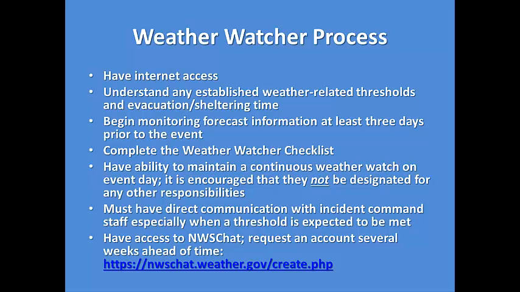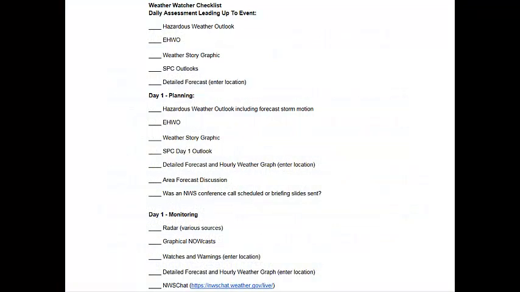If you do not have access to NWS chat, you will need to request access at the link shown on the screen several weeks ahead of time. Weather monitoring should begin at least 3 days before the event begins. The Weather Watcher checklist will guide the Weather Watcher through the key forecast and monitoring products available to assess weather threats. It is broken down into 3 sections.